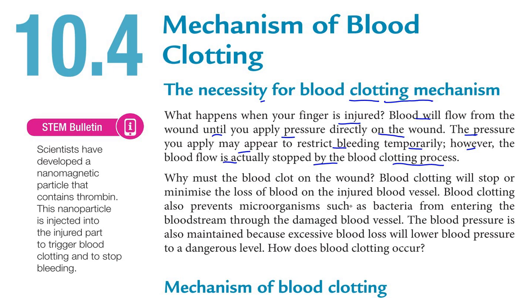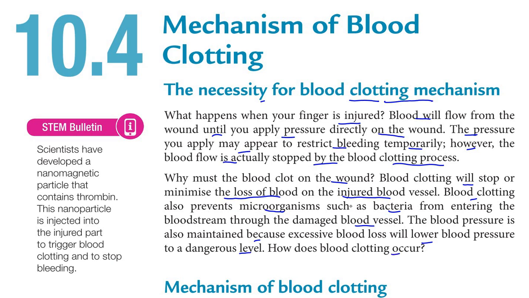Okay. Why must the blood clot on the wound? Blood clotting will stop or minimize the loss of blood on the injured blood vessel. Blood clotting also prevents microorganisms such as bacteria from entering the bloodstream through the damaged blood vessel. The blood pressure is also maintained because excessive blood loss will lower blood pressure to a dangerous level. So how does blood clotting occur?